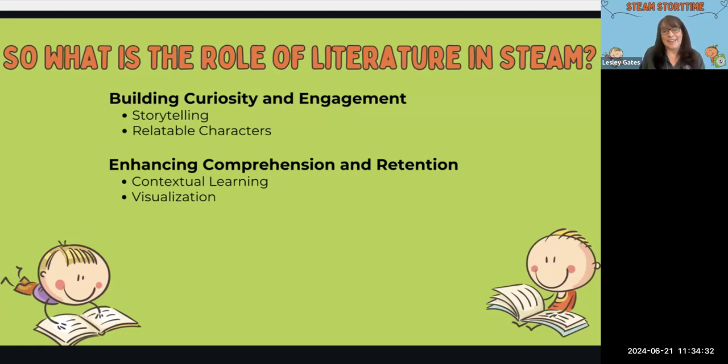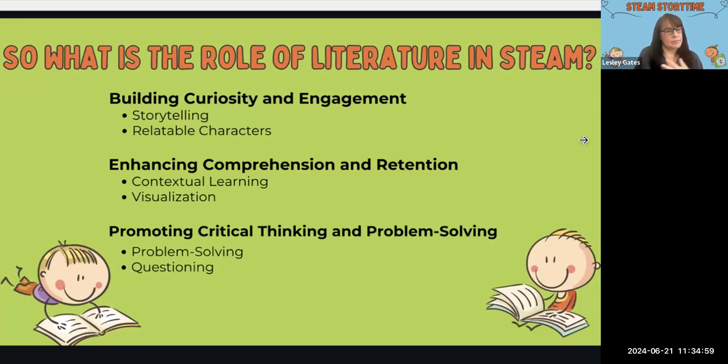Here's another reason we want to use literature. It really does enhance comprehension and retention. There's something about a wonderful story. And when we're talking about some really abstract STEAM concepts, sometimes it helps them to understand when there's a visual or a picture in the book where they can make connections to that. It makes it more accessible for the students.